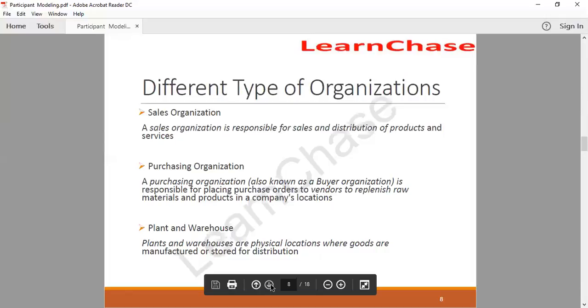And what is the purchase order created for? It is created for the requirements of a manufacturing unit. So the raw materials have to be brought in, so a purchase order is raised. The raw materials come, they are stored in the warehouse.